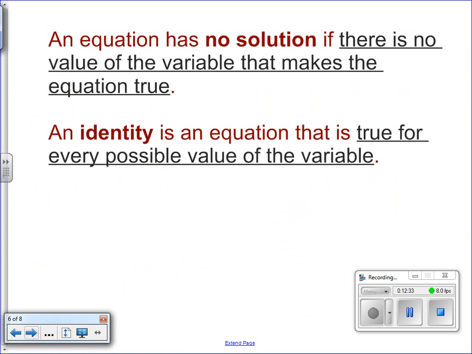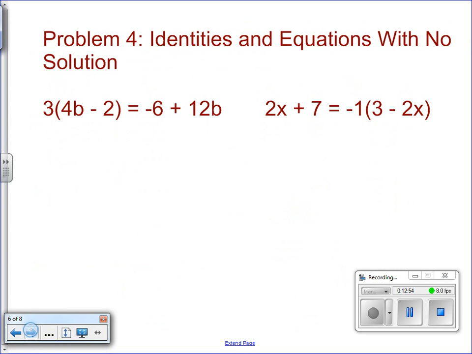Now, some equations do not have an answer. An equation has no solution if there is no value of the variable that makes the equation true. An identity is an equation that is true for every possible value of the variable. So in our next problem, we're going to work to identify identities and also equations with no solution. All right, so let's proceed.